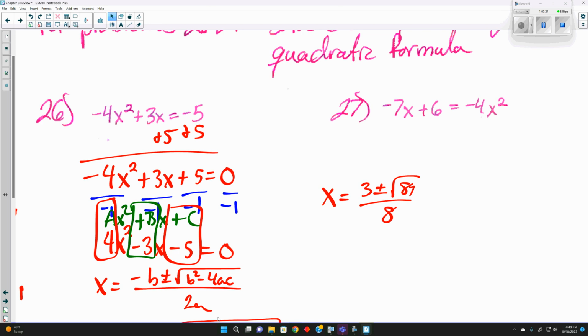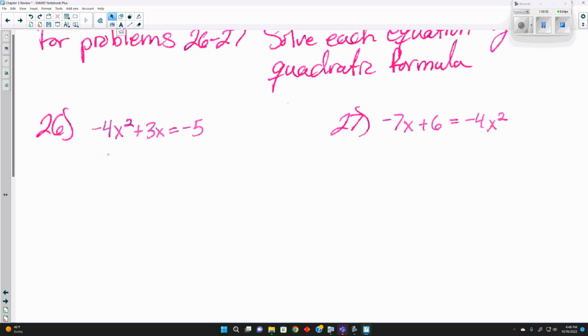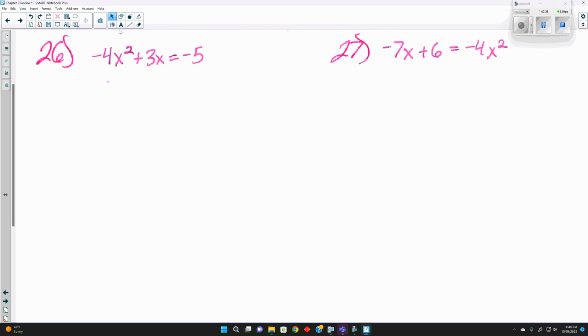All right. Let's look at this next part here. We're going to look at the next one. And we're looking at negative 7x squared plus 6x plus 4. So we're going to solve this here.